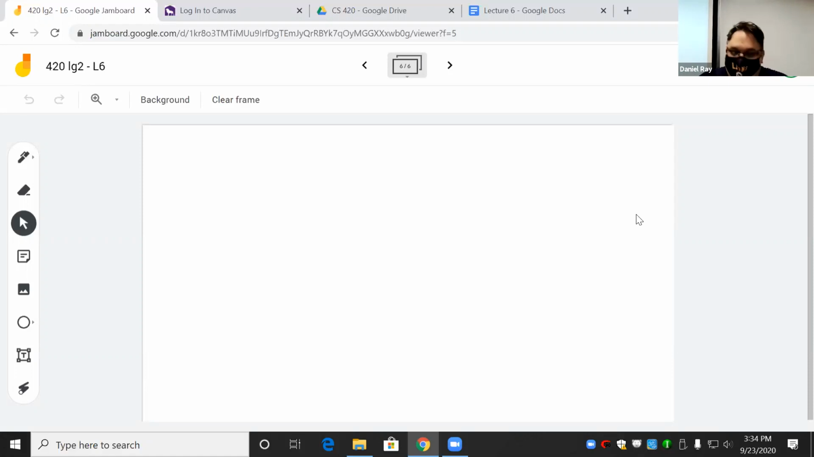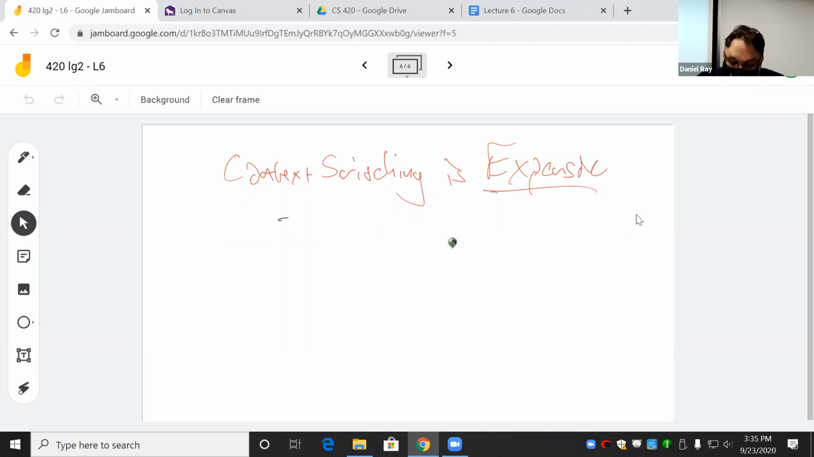Okay, so let me put this down in big red letters. There. Well, let's scratch that. I can do better. Context switching is expensive, right? And more precisely, context switching takes a significant time. Because what are we talking about when we say context switching?